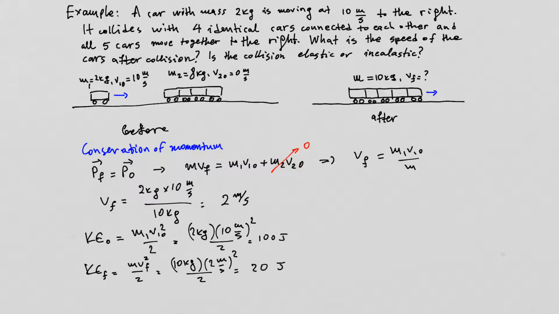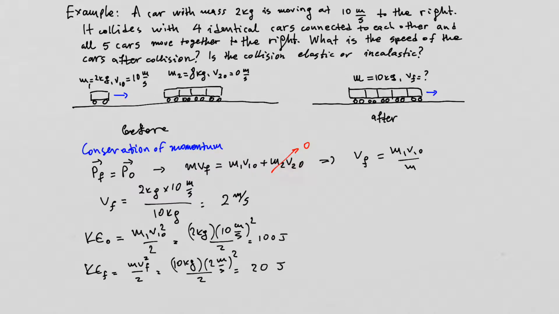The initial momentum will be equal to the momentum of the single car, which will be the mass times the initial velocity of the single car, plus the momentum of the 4 cars as they are standing stationary, waiting for that one car to hit them. So that initial momentum of the 4 cars will be the mass of the 4 cars times the initial velocity of the 4 cars. This term is equal to 0 because the cars are not moving initially.